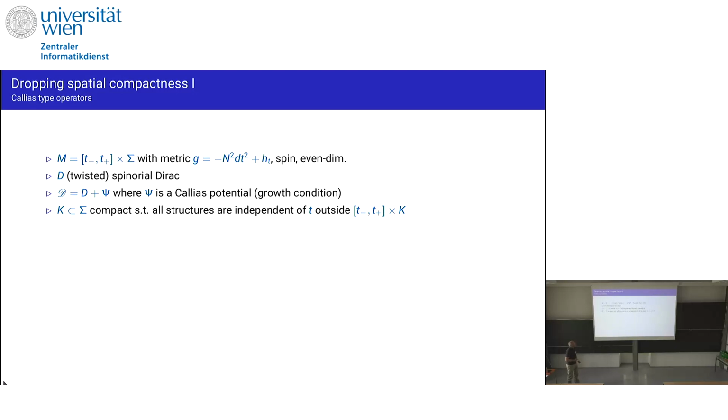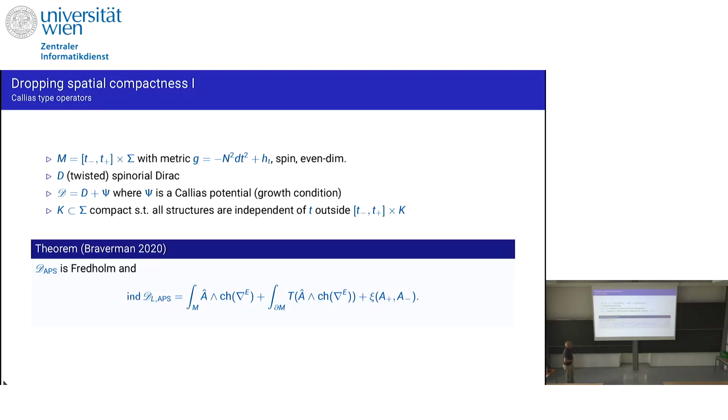And then it turns out, and it has been proved by Braverman, that in this setup, for these so-called Callias-type operators, the APS conditions give you a Fredholm operator, and the index formula is the same as we have seen before, except that the individual Xi invariants are no longer defined on our non-compact manifolds, but a relative version of the Xi invariant, which in our case would be just the difference, is still defined. So the individual Xi invariants are no longer defined, but the difference is still defined. And that's then called the relative Xi invariant.